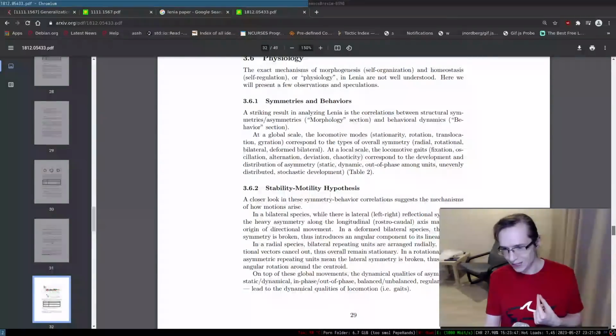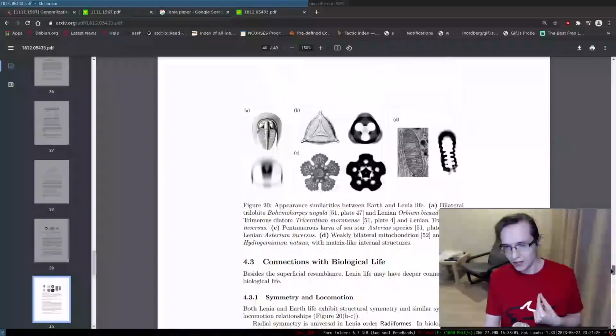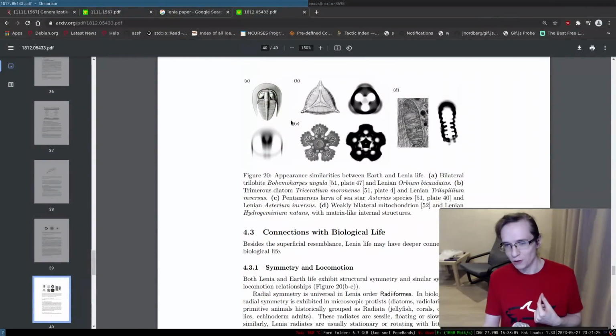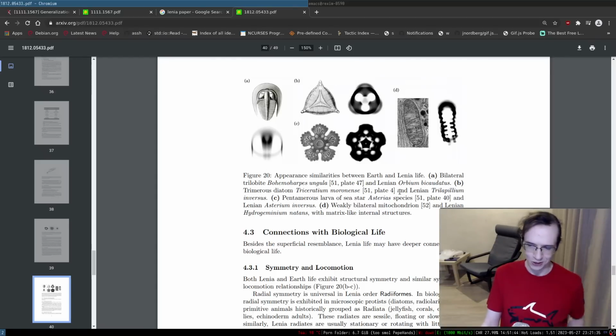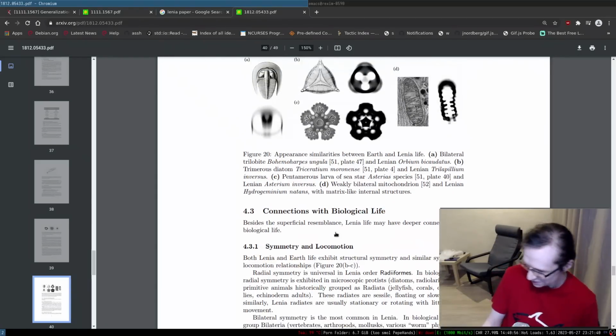They also, I think there's a last page somewhere where they actually compared some of the found creatures with the real life creatures and found similarities between single cell creatures in real life and what they found in this thing. So it's also kind of cool, right?